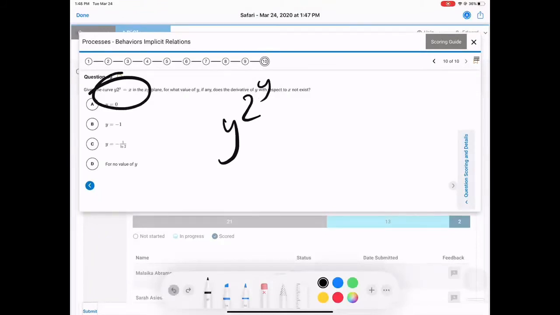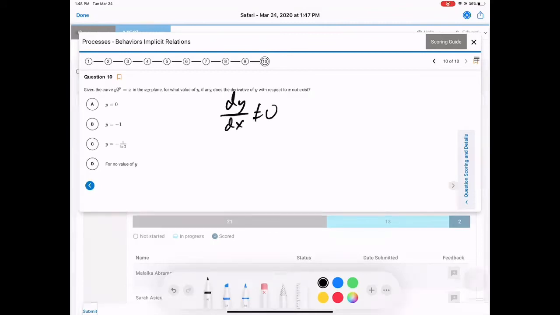Okay. But I need to read the main question. For what values of y, if any, does the derivative of y with respect to x not exist? Oh, okay. The derivative of y with respect to x does not exist. All right, we can figure that out. Whenever something doesn't exist, maybe it's a square root, or this can be like 0 on the bottom.